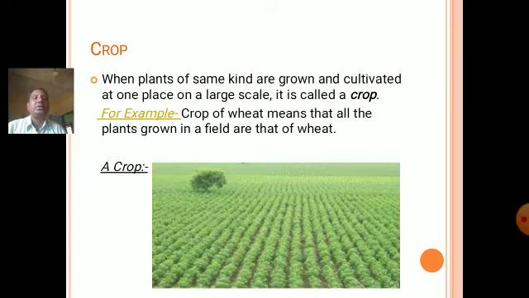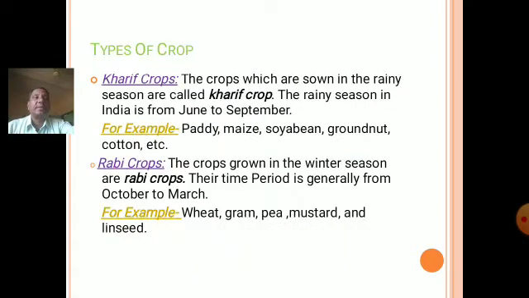Now we are going to discuss what a crop is. When plants of the same kind are grown and cultivated at one place on a large scale, it is called a crop. For example, a crop of wheat means all the plants grown in the field are wheat plants, or a crop of jawar means all the plants grown in the field are jawar plants. Then there are two types of crops depending on the season: kharif crops and rabi crops.